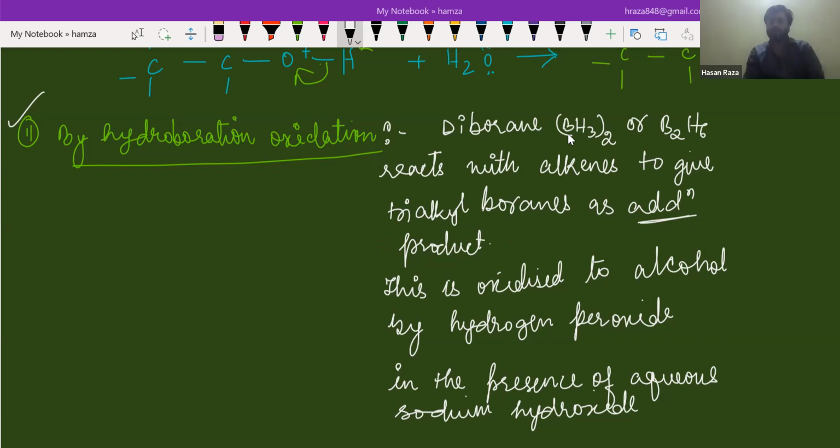So basically, there will be diborane. We are going to react an alkene with diborane. Then that reaction will be in three steps, and we will get trialkyl boranes. And then if we oxidize these trialkyl boranes in the presence of hydrogen peroxide, basically this hydrogen peroxide is an oxidizing agent, in the presence of aqueous sodium hydroxide, then we will get alcohol.